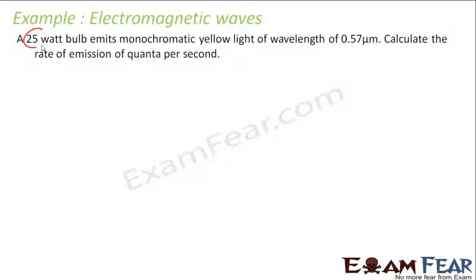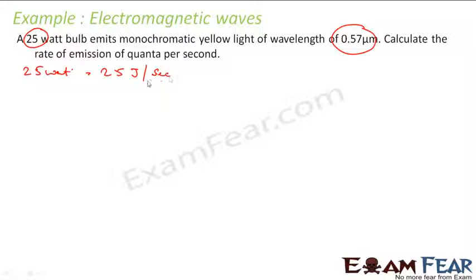A 25 watt bulb emits monochromatic yellow light of wavelength 0.57 micrometer. Calculate the rate of emission of quanta per second. See, 25 watt, we have done this similar kind of question. 25 watt means nothing but this bulb is giving 25 joules per second. Correct? And this gives a light of this wavelength.